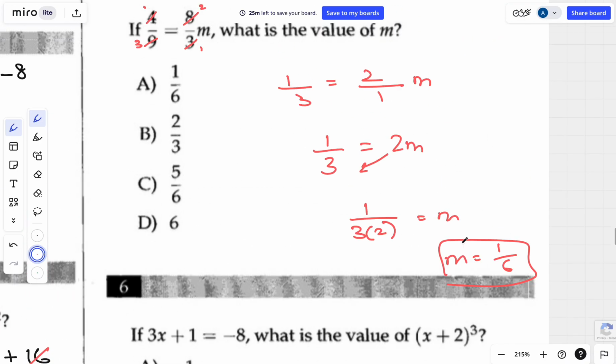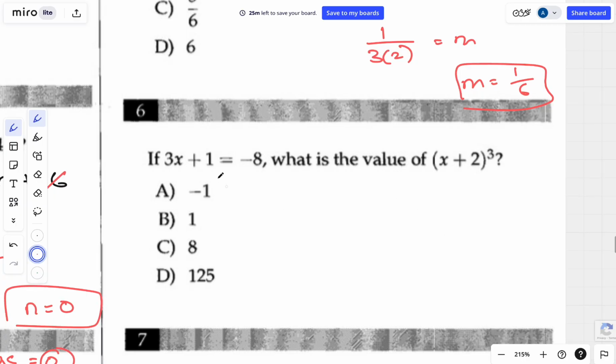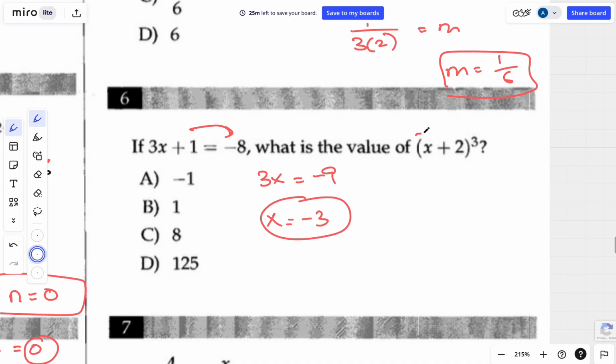That's m. Question 6. We need to find x to solve this. 1 goes here. 3x is equal to negative 8 minus 1, which is negative 9, which means x is negative 3. So x is negative 3. Plug that in over here. Negative 3 plus 2 is negative 1. And then we cube that. So that gives us negative 1.